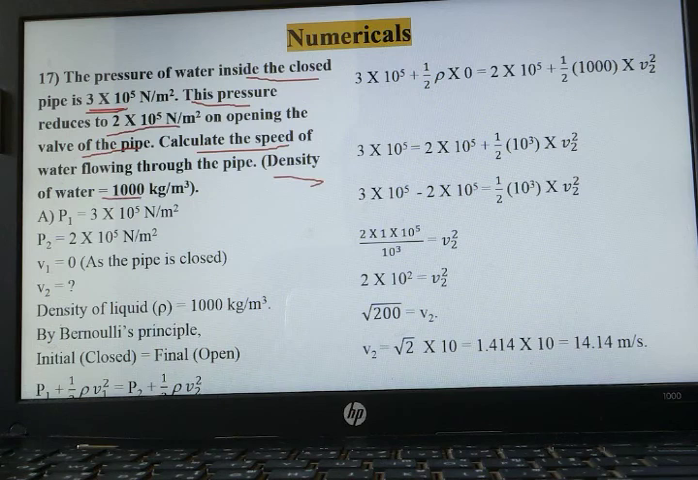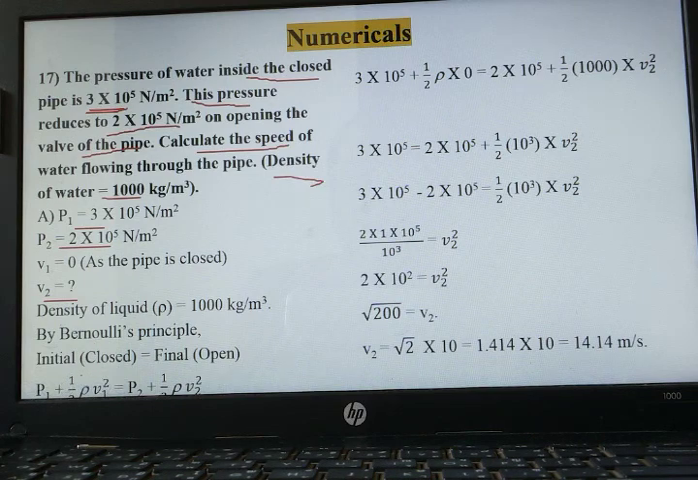Density of water has been given. Pressure P1 is 3 into 10 raised to 5. Pressure P2 is 2 into 10 raised to 5. V1 will be equal to 0 as the pipe is closed. V2 we have to find out when the pipe is open. So we will be using Bernoulli's equation. Initially, when the pipe was closed, is equal to finally when the pipe is open. In both conditions, energy will be constant. So P1 plus half rho V1 square is equal to P2 plus half rho V2 square.